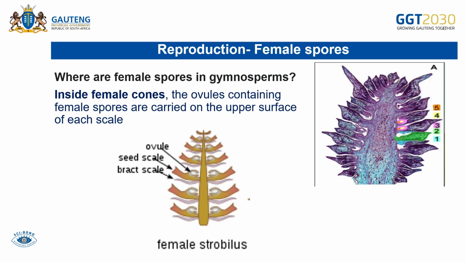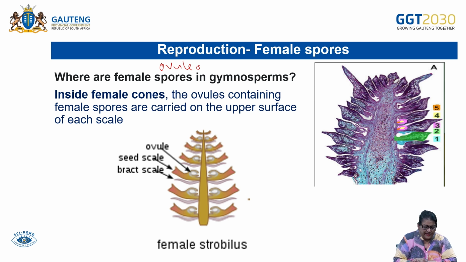So where are the female spores in the gymnosperms? It's actually not a female spore, it's a female cone. Where are the female cones? They're found at the bottom. And then where are the female ovules in gymnosperms? The female ovule is found on top of the ovuliferous scale.